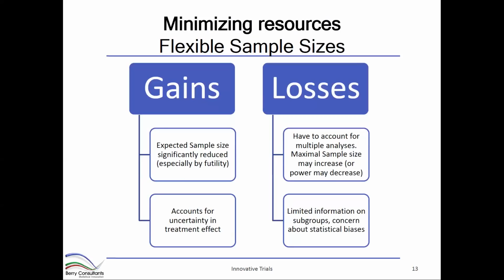If you stop very early, you may have limited information about, say, subgroups. If you were planning on running a 300-patient trial, you stop at 150, there's less information about all the groups than you might have otherwise anticipated. You may get less information there. There's also potential concern about statistical biases, which you can estimate in the planning phase.